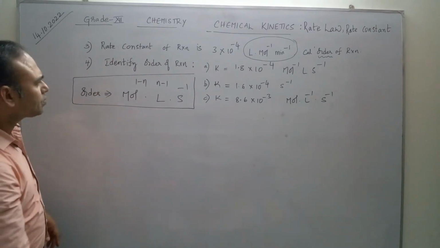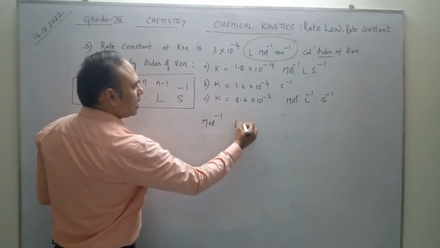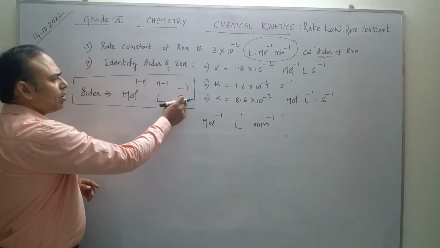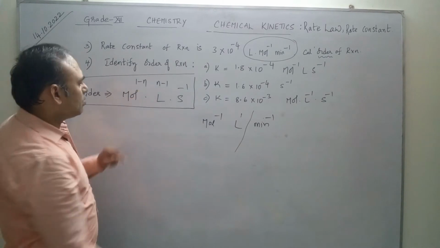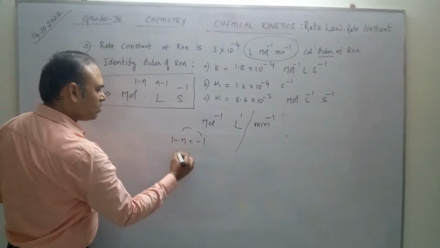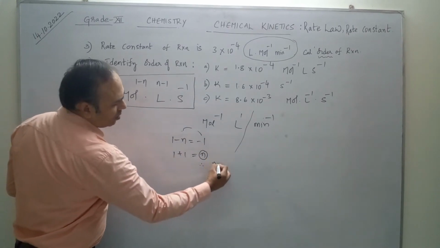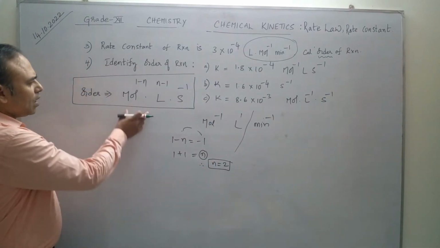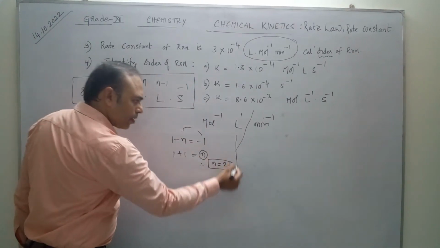So now the first one. In this condition they have given mole to the power of minus 1, liter to the power of 1 and minute to the power of minus 1. It can be second or minute. Now let us see the first two terms. 1 minus n is equal to minus 1. So therefore send this to the other side, 1 plus 1 is equal to n. So therefore n is equal to 2, second order reaction. So hope you have understood. Applying this formula, using the unit we can calculate the order of reaction.